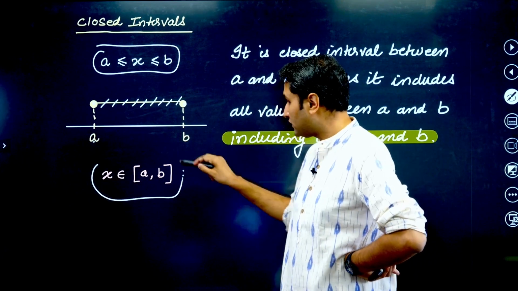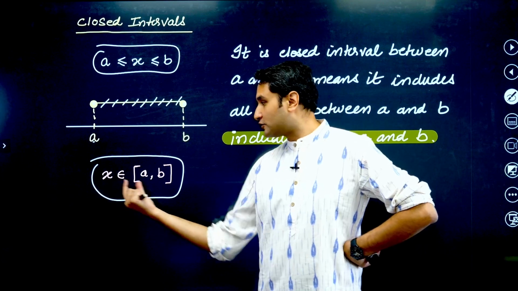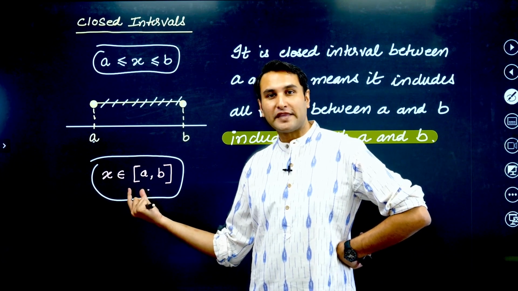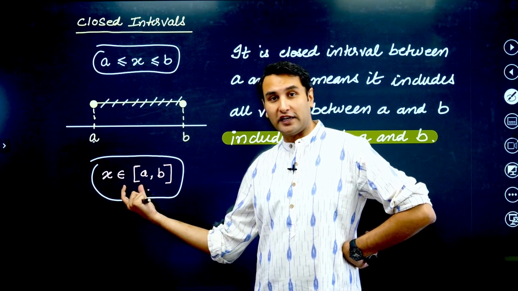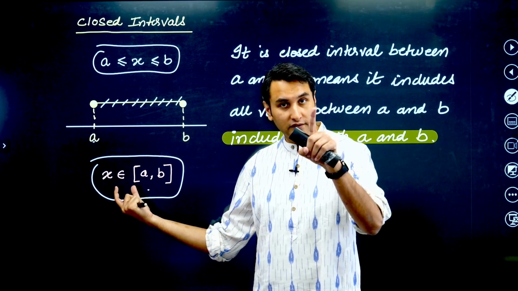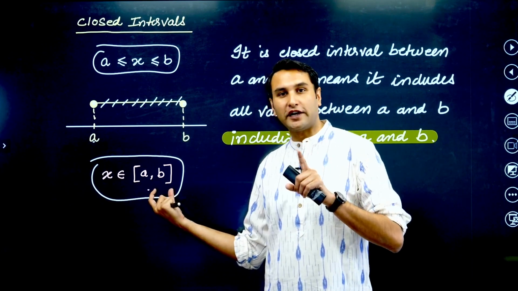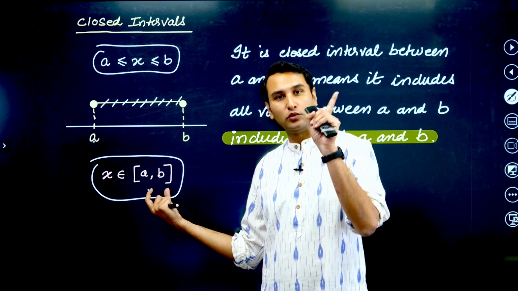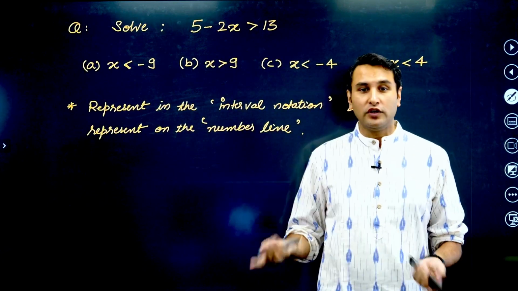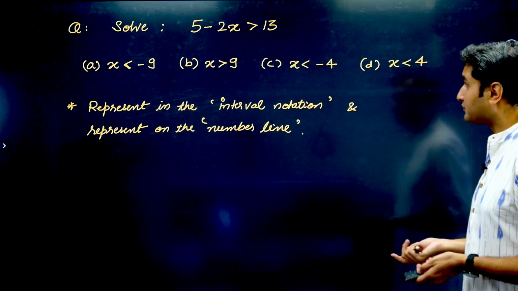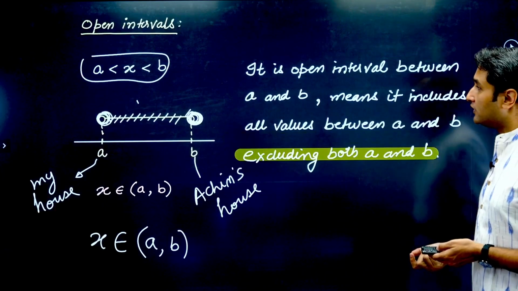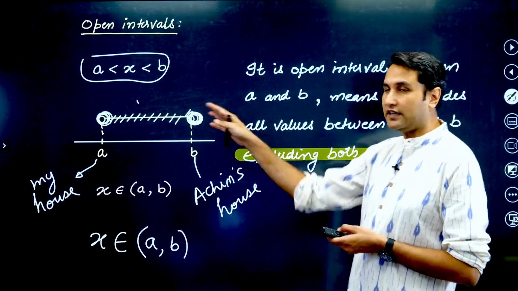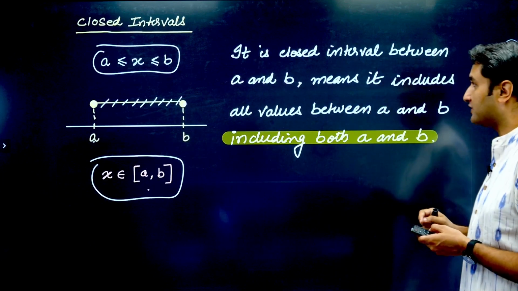And how do you represent it with the interval? X belongs to A to B in close brackets. Close bracket at A means include A, include my house. Close bracket at B means include B, include Achin's house, right? Now, there can be other cases as well, like one open, one closed. Let's see that with the help of examples.